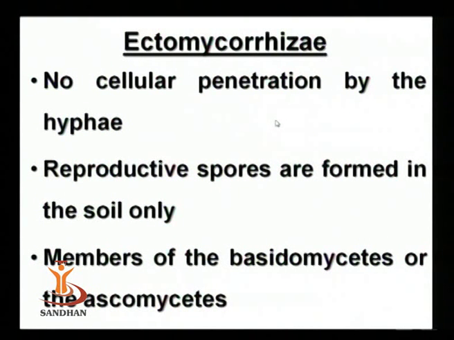Reproductive spores are formed in the soil only. They are not produced inside the plant. They are forming on the soil only. And members of basidiomycetes and ascomycetes generally act as ectomycorrhizae.